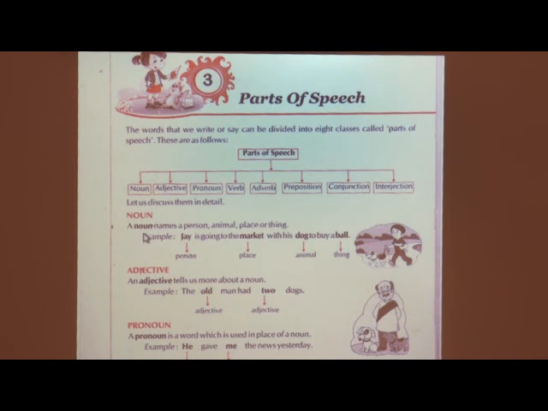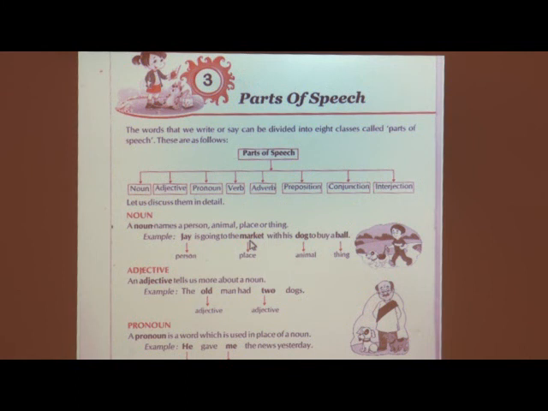What is a noun? Once again, a noun is the name of a person, the name of an animal, the name of a place, and the name of a thing. If you see this example, Jay is going to the market with his dog to buy a ball. Now, we can see all 4 names here. See, Jay is the name of a person. If you see market, market is also a place.